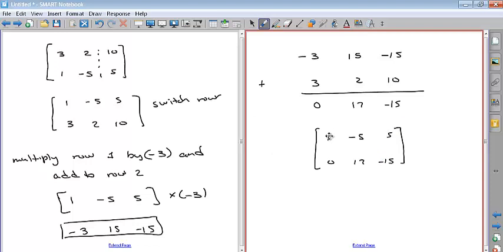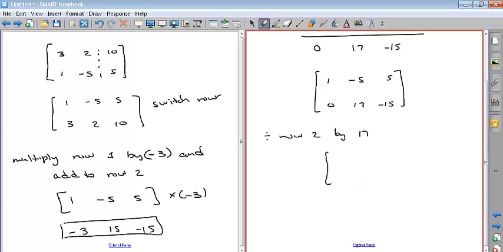What I was trying to get was 1, 0, 1, so I've got it almost there. If I divide this whole row by 17, I'll have 0, because 0 divided by 17 is 0, 17 divided by 17 is 1, and -15 over 17 is the answer. So I'm going to say divide row 2 by 17, and then use that new row. So I get 1, -5, 5, 0, 1, -15 17ths.